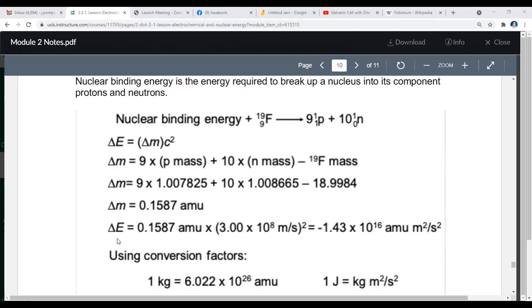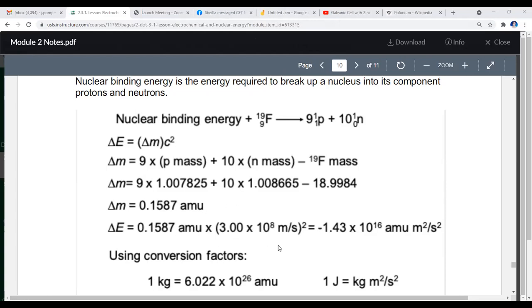If we determine the delta E, the delta m that we got here is pre-calculated and substituted into the formula. So you have 0.1587 times c squared. So what is c, by the way? You know what this c is? Speed of light, Miss. So this is the speed of light. Is this the speed of light? Are you sure? The 3 times 10 raised to 8?